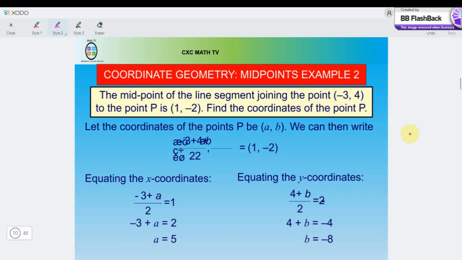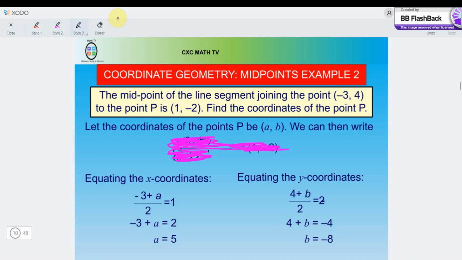Now, oftentimes now, they're not going to give you questions so straightforward. They might give you, ignore all of this. I'm going to put it up again. Ignore that part. Now, read the question at the top. It says the midpoint of the line segment joining negative 3, 4 to the point P is 1, negative 2. Find the coordinates of P.